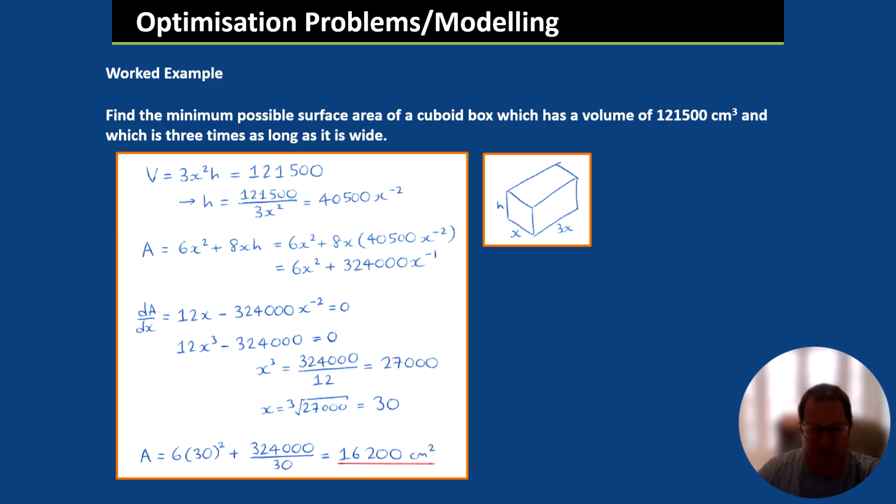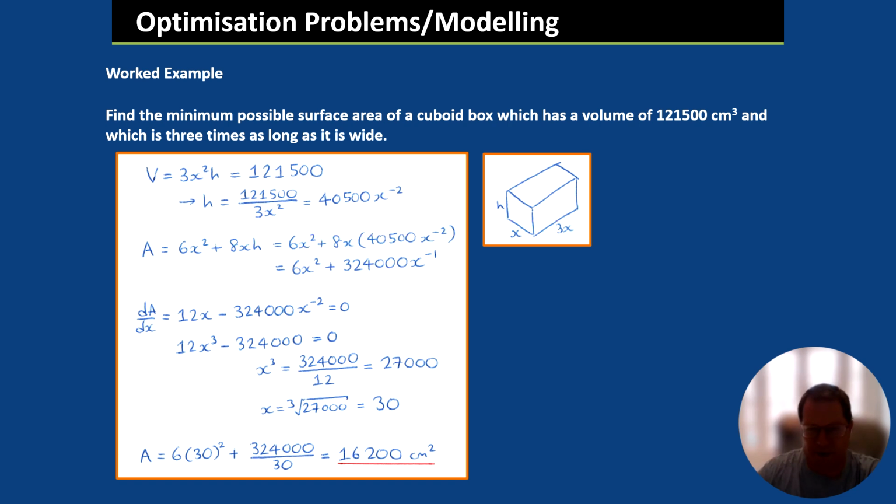So dA by dx is 12x minus 324,000 x to the negative 2. We put that equal to 0. One way of solving this equation is to times everything by x squared, which gives us 12x cubed minus 324,000 equals 0. And then adding 324,000 to both sides and dividing by 12, and then cube rooting, we get x as 30. And this time, if we want to work out the minimum possible surface area, we want to substitute our x equals 30 into our area formula, and we get 16,200.